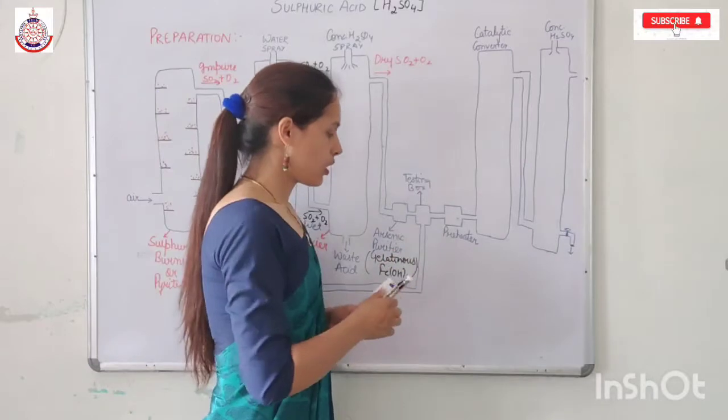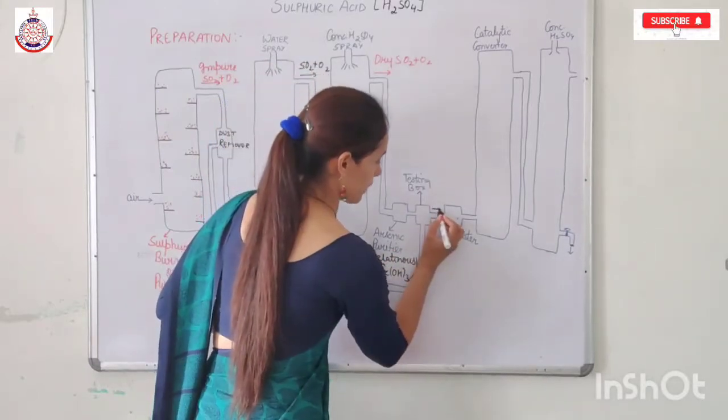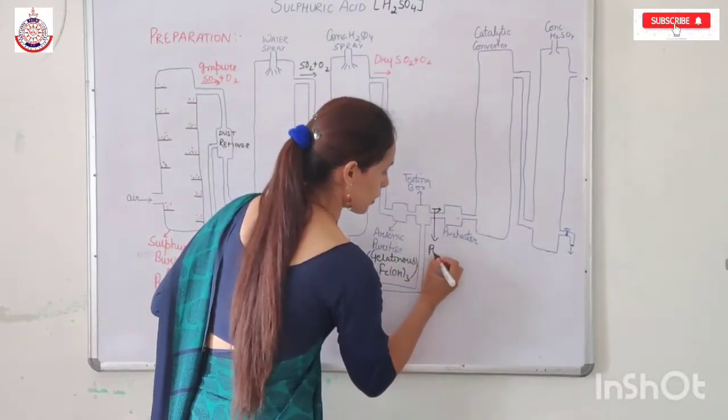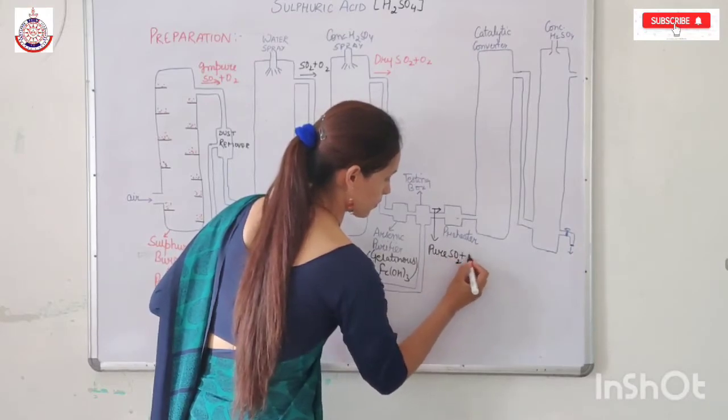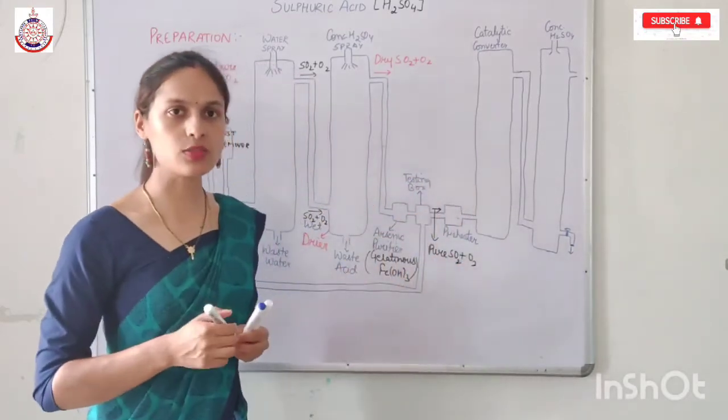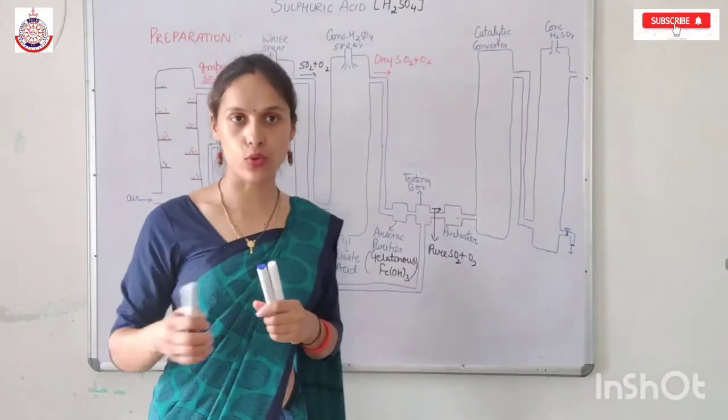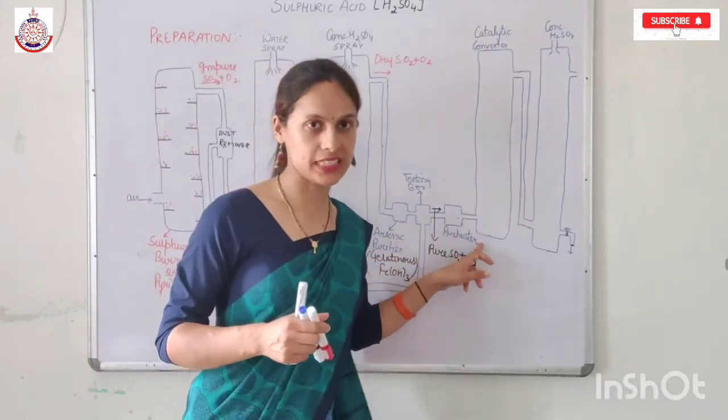So after the testing box, from here we get pure SO2 and O2. From the testing box we get pure SO2 and O2 that will move to the preheater.